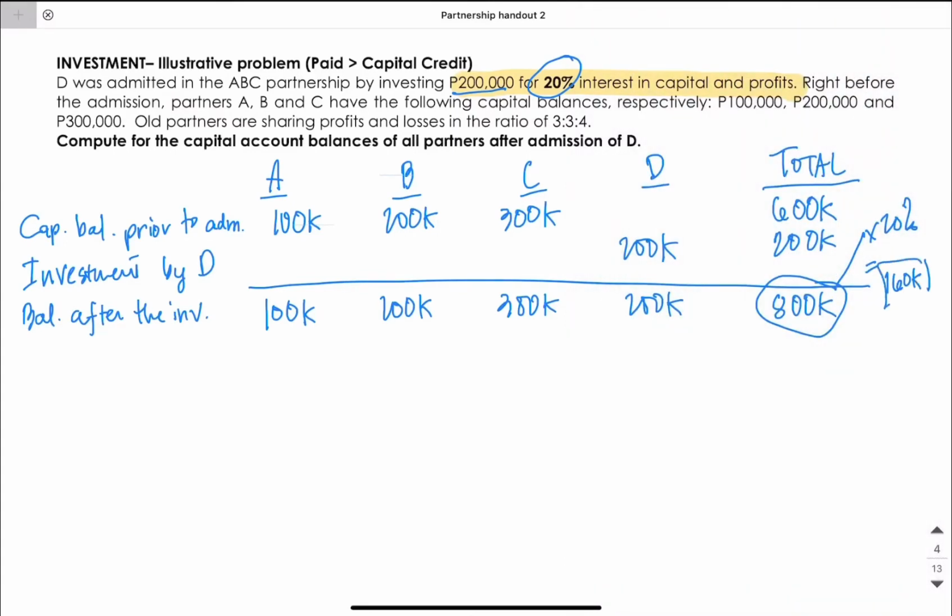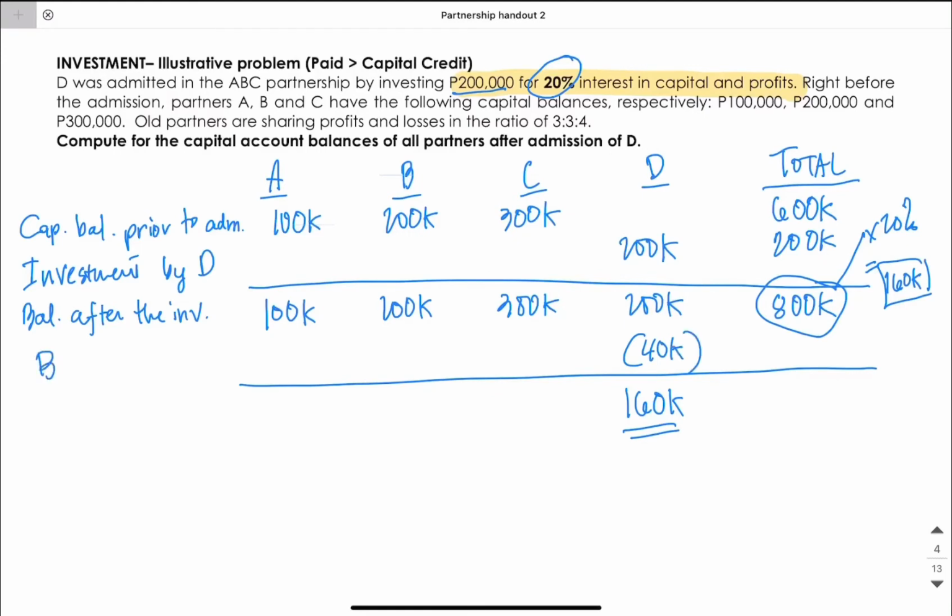So it means the agreed capital of the new partner amounted to 160,000 pesos only. As you can see, there's a difference. The amount paid is greater than the capital credit. So the difference is accounted for as a bonus to the old partners. This bonus of 40,000 will be distributed to the old partners in their profit and loss ratio.